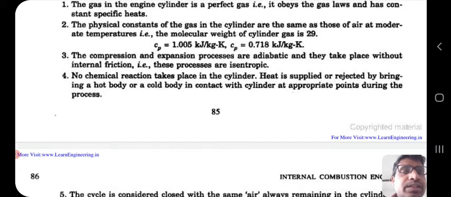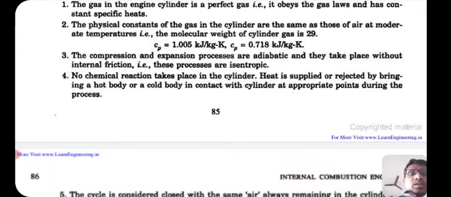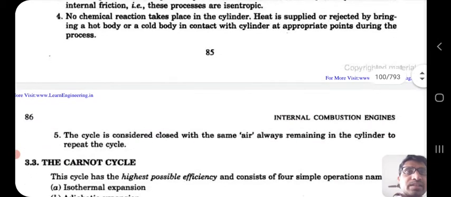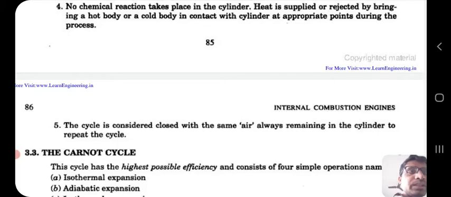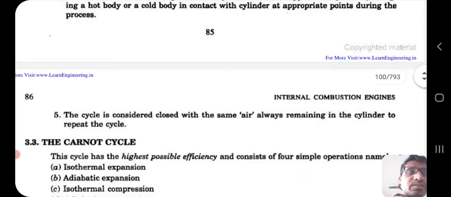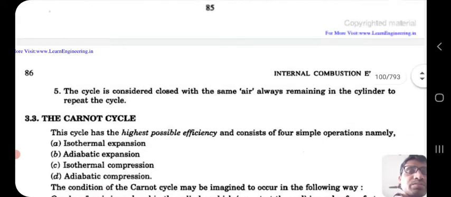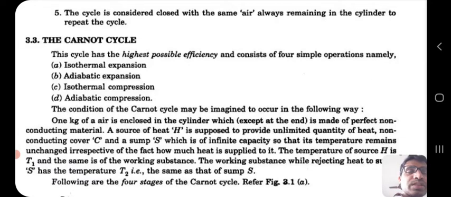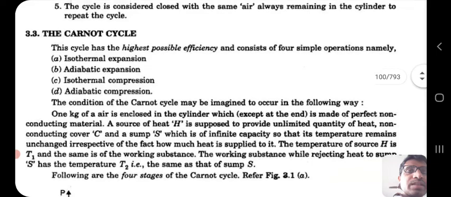The compression and expansion processes are adiabatic and they take place without internal friction. These processes are isentropic. No chemical reaction takes place in the cylinder. Heat is supplied or ejected by bringing a hot body or a cold body in contact with the cylinder at appropriate points during the process. The cycle is considered closed with the same air always remaining in the cylinder to repeat the cycle.